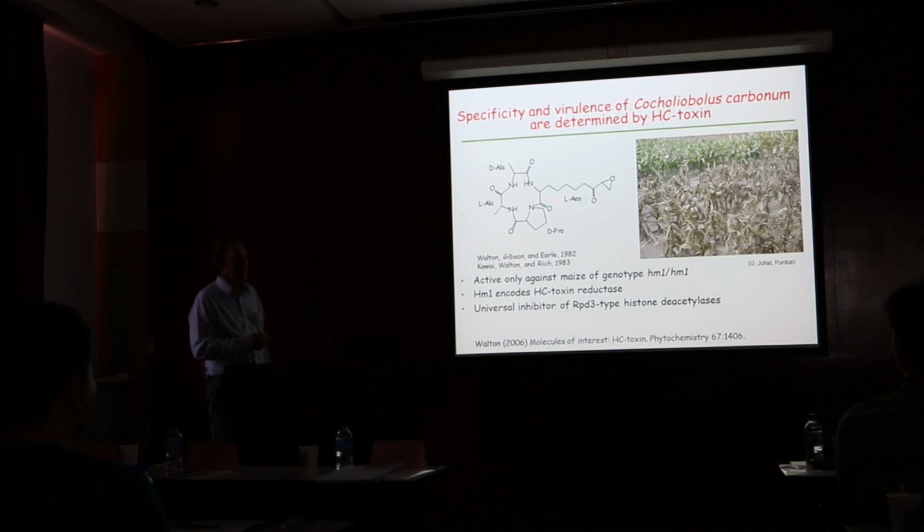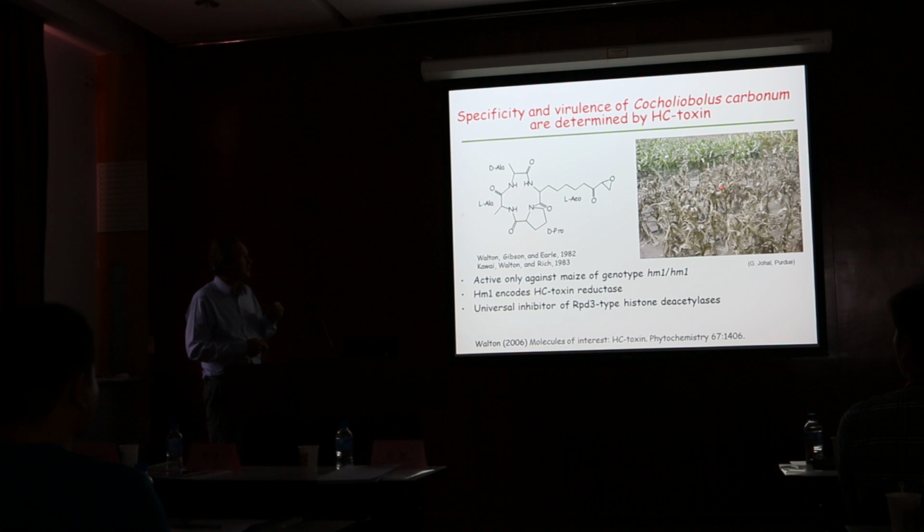But this one is one I've spent many years studying. It's a cyclic tetrapeptide, 4 amino acids. Notice it has D-alanine and D-proline as well as L-alanine. It has this fourth unusual amino acid. And this is a critical virulence determinant for this particular fungus called Cochliobolus carbonum, which is an ascomycete.